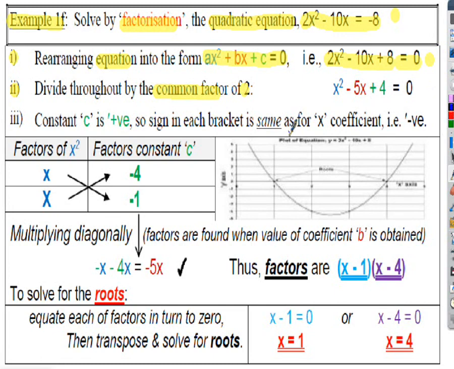So dividing the first term by 2, 2x squared divided by 2 is 1x squared. We don't write the 1 but it's there. So that's 1x squared. Then negative 10x divided by 2 is negative 5x, and 8 divided by 2 is 4. Obviously 0 divided by 2 is still 0.